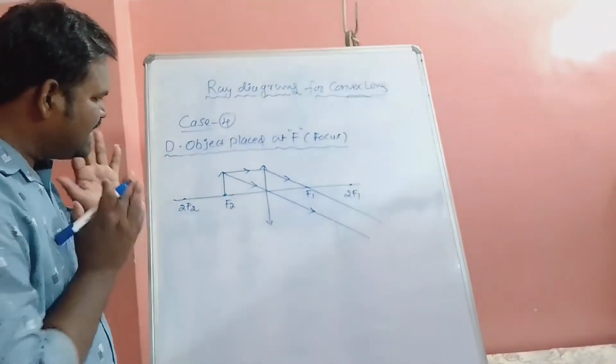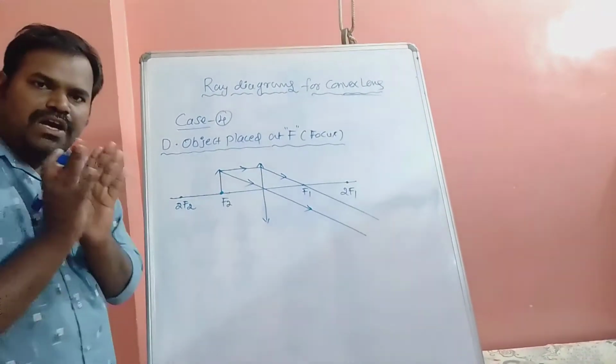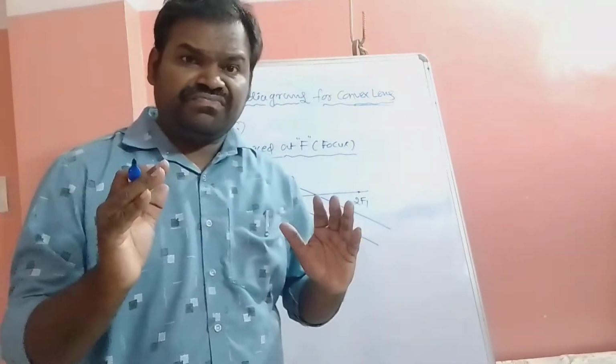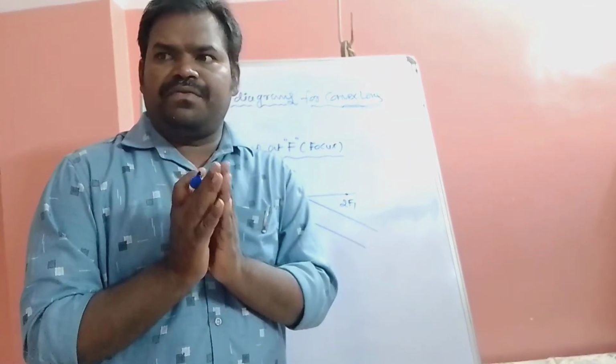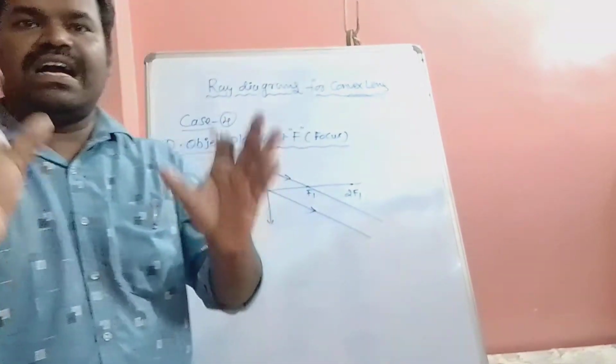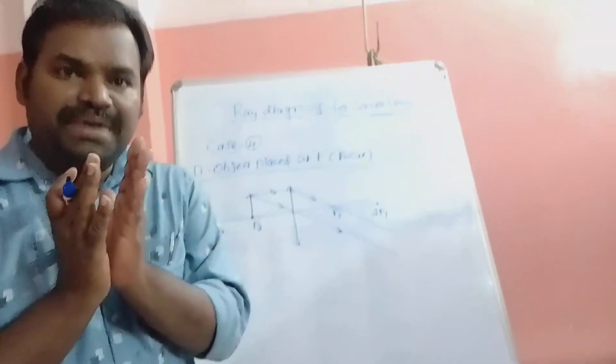If you see this, I have already told you one basic point. When will the image be formed? When the rays intersect. At that place only, at that point only, the image will be formed.